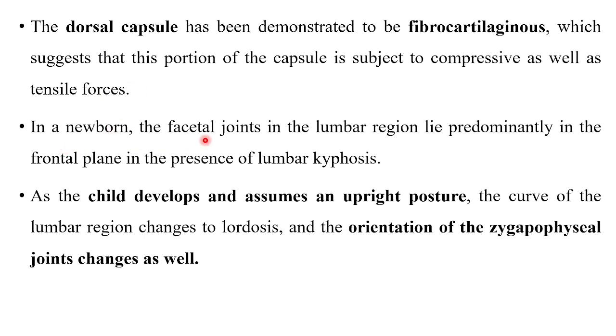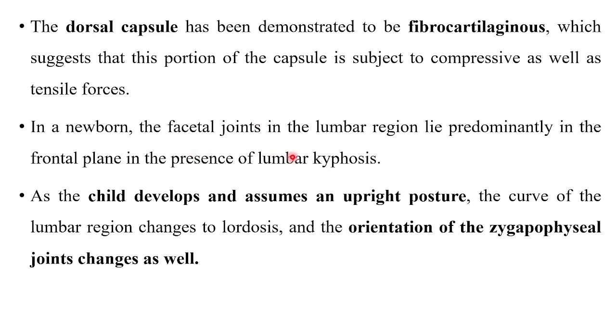In a newborn, the facetal joints in the lumbar region lie predominantly in the frontal plane in the presence of lumbar kyphosis. As the child develops and assumes an upright posture, the curve of the lumbar region changes to lordosis and the orientation of these facet joints changes as well. So in the newborn, because of the increased concavity, there will be an arch-like structure, so the lumbar spine is also in a kyphotic manner.